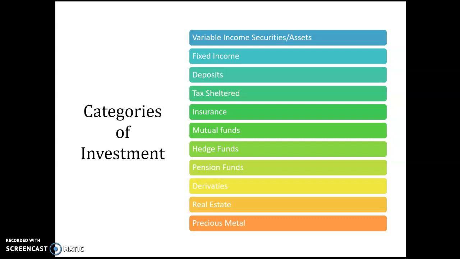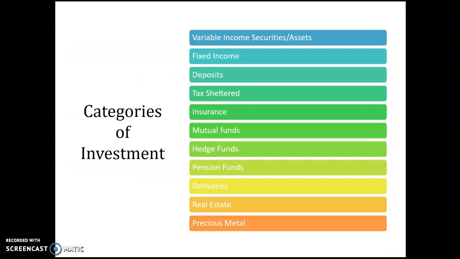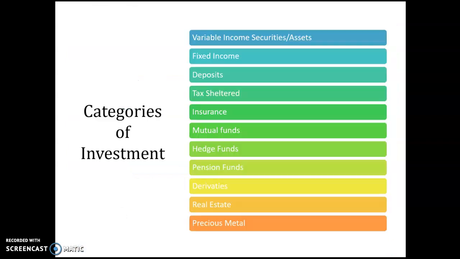Then we have deposits, like in this picture, you notice that there are bank deposits like savings, term, and recurring. Similarly, the same types of deposits are there with the post office, so you can invest there. Then we have tax sheltered investments, which may include certain deposits, the National Savings Certificate (NSC), and PPF. These are instruments through which you can invest and also get tax deductions.